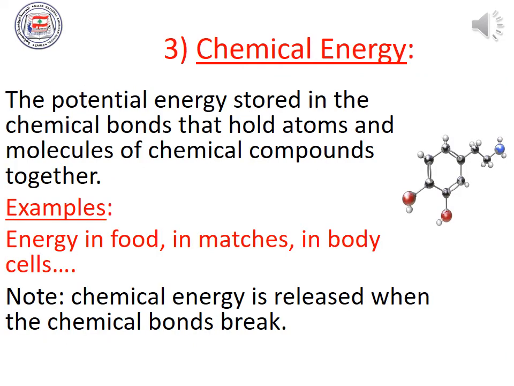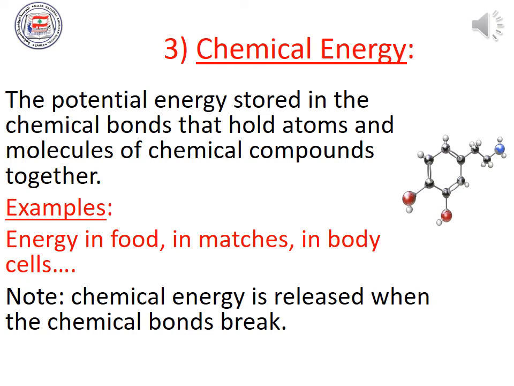Number 3, chemical energy. Chemical energy is the potential energy stored in the chemical bonds that hold atoms and molecules of chemical compounds together. As you know from your chemistry course, there is something called a chemical bond that holds atoms and molecules together. The potential energy inside this bond is called chemical energy. For example, the energy in the food we eat, in the matches that we light, and in our body cells.